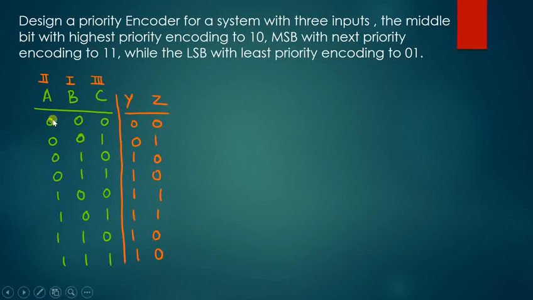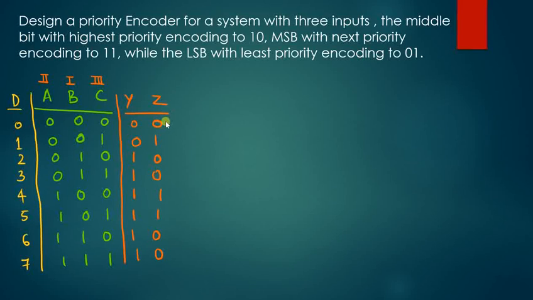Then remains the case for all zeros wherein nothing is being specified. So output will be equal to all zeros, so YZ is equal to 0 0. Now let me represent this in terms of decimal notations. This is the inputs: 0, 1, 2, 3, 4, 5, 6 and 7. I am representing the decimal notations for the input combinations that are specified.